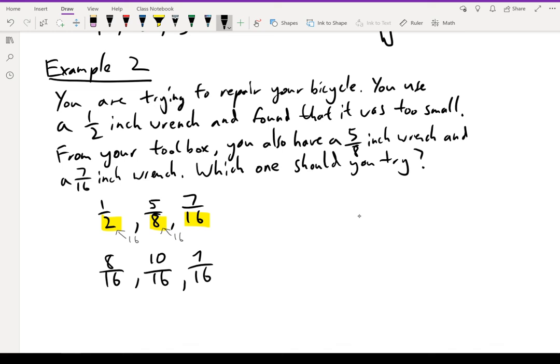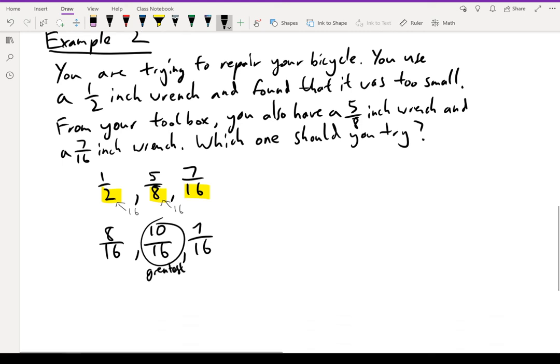And so which one should you try? Well, 10/16 is the greatest. So you can answer your question now. We should try, in the original form, the 5/8 wrench. Okay, so that is one of the example problems.